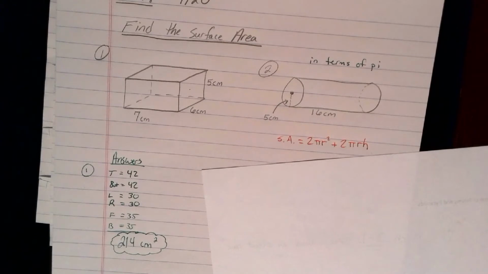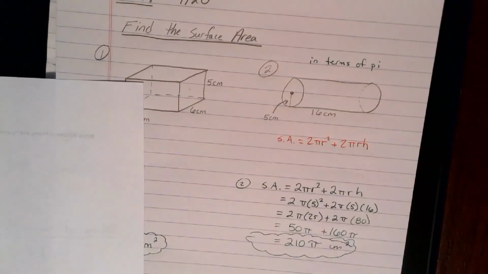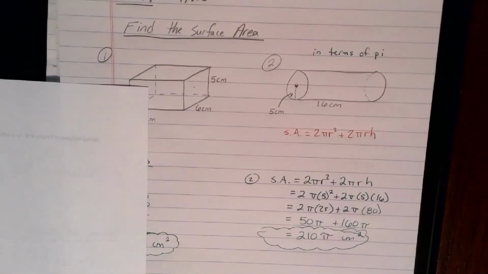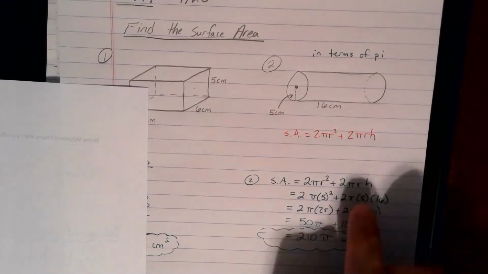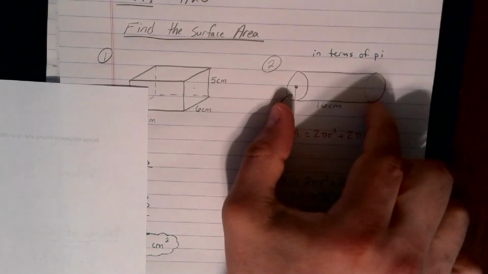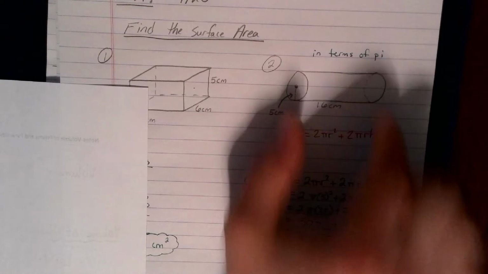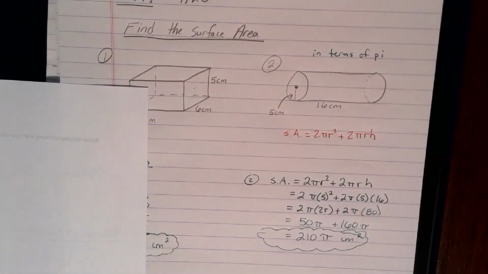For the cylinder here, use the formula 2 pi r squared plus 2 pi r h. Everywhere you see an r, plug in a 5. Everywhere you see an h, plug in 16. And remember that we've defined height as the distance between the bases. So even though the cylinder is laying on its side, we've called the three-dimensional height the distance between the bases, the distance between the two circles in this case.